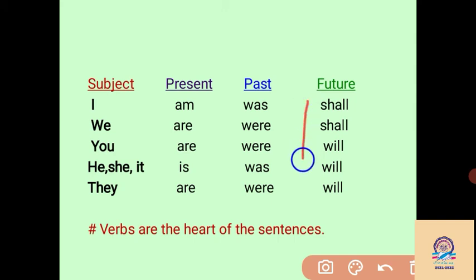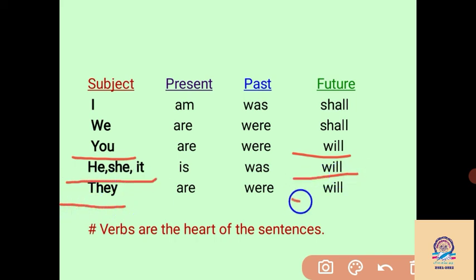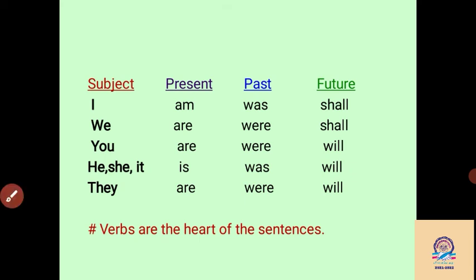Then for the future tense, we have to use shall and will here. With I and we, we have to use shall. We have to use shall for the future tense. And if the word tomorrow is given in the sentence, then definitely the sentence is in the future tense. With you, we have to use will. If he, she, it is there, we have to use will. For they, we have to use will here. So we can understand here.